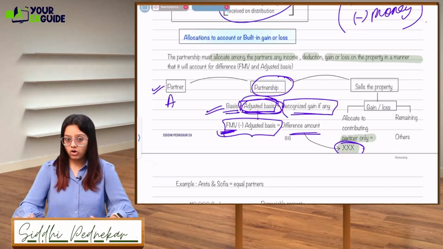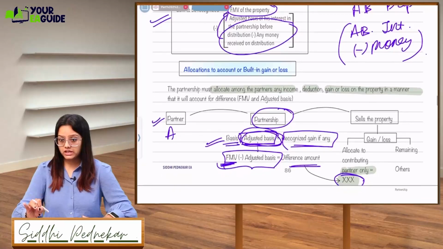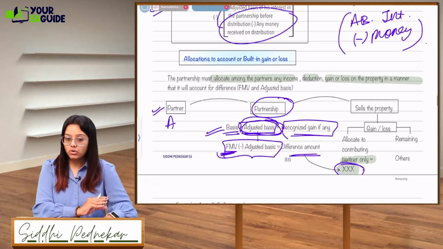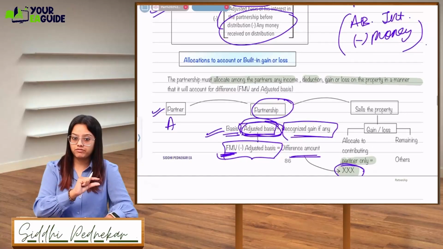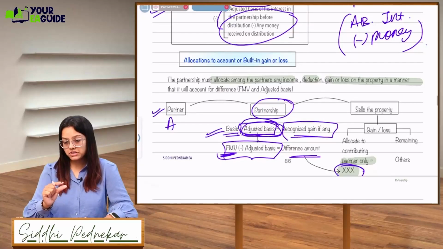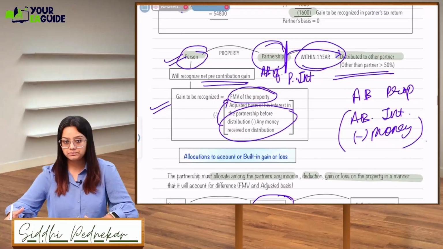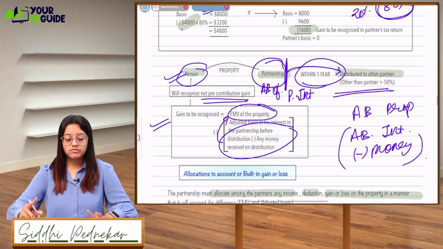Got it, guys? I hope built-in gain is clear. And if there is a loss, the allocation will be done the same way. First, it will be allocated to the person who is contributing this property, and whatever is the FMV minus adjusted basis, that much allocation will first be done to that partner, and the remaining will be allocated to other partners. Got it? Same way in case of 1 year distribution, within 1 year there is a pre-contribution gain.